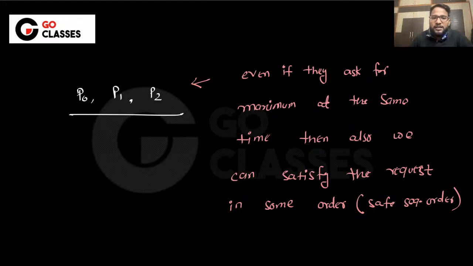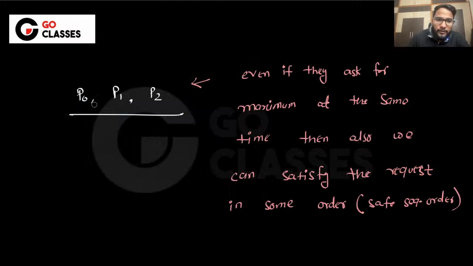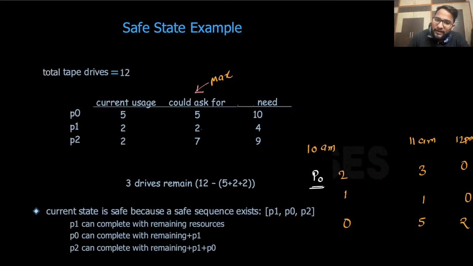Now let's see what happens with P0, P1 and P2. If P1 asks for, let's suppose, 2, then can I give? Yes, I can definitely give. And after P1, if P0 asks, then I can give. After that, if P2 asks, then I can give. This is the safe sequence that you have.